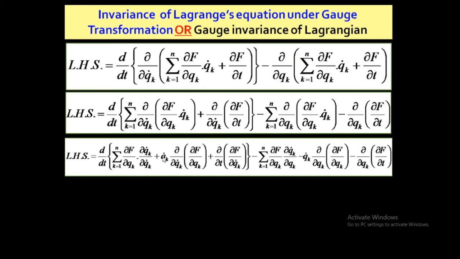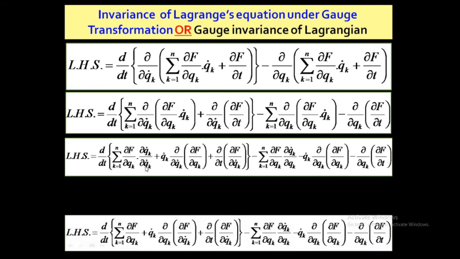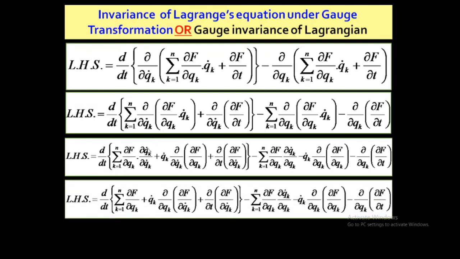But see here, in the first term, del qk dot upon del qk dot is cancelled; del qk dot upon del qk dot is 1. So the del qk dot and del qk dot cancel out, that will be 1, and this long equation will remain. So we are left with this long equation. Now you have to remember one thing here.